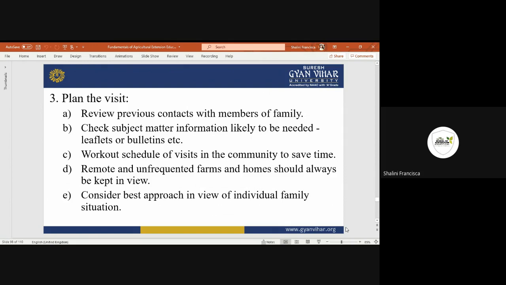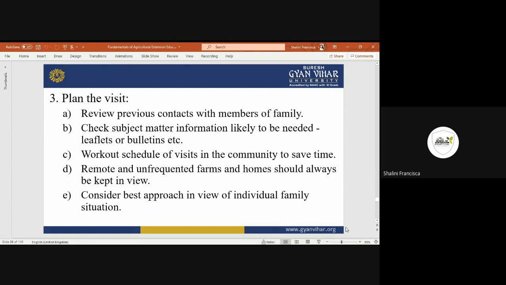Remote and infrequent farms and homes should always be kept in mind. So it's not like you only visit the families that are considered by the panchayat. No, it's not like that. You try to go to the families who are left behind, or who, for some other reason, hesitate to talk to people. So try to accompany some of the people to talk to them so that you get a full outline of whatever is going on.